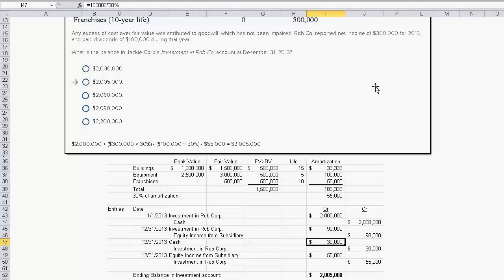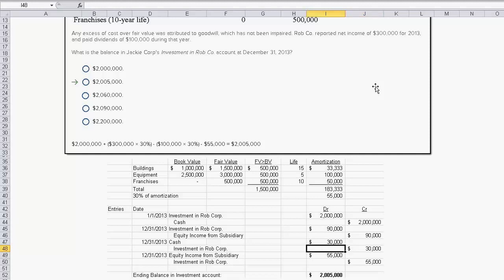We're going to receive $30,000 in cash. Why? Because they declared $100,000 in dividends, we own 30% of it. So we will receive $30,000 in cash, and using the equity method, we decrease the investment in the subsidiary for cash that we received from them through dividends.